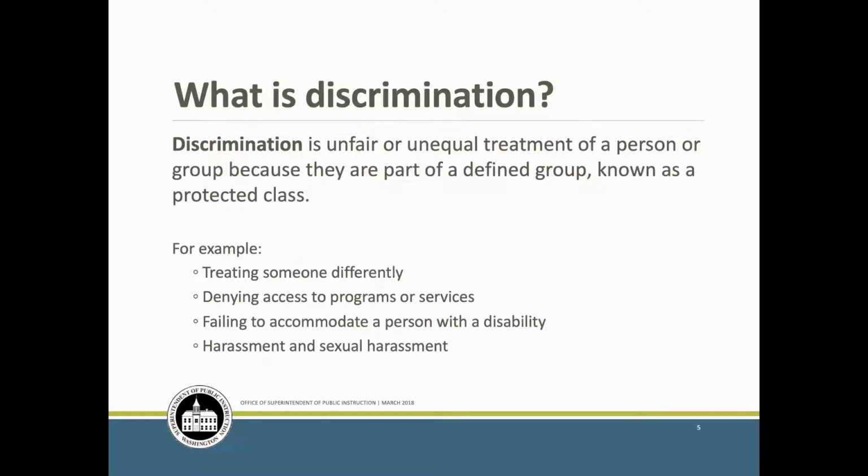All school districts and charter schools must provide students with equal access to all programs, activities, and services without discrimination. Discrimination is unfair or unequal treatment of a person or group because they are part of a defined group known as a protected class. In a school setting, discrimination can occur when a person or a group is treated differently or denied access to school programs or services because they are part of a protected class.